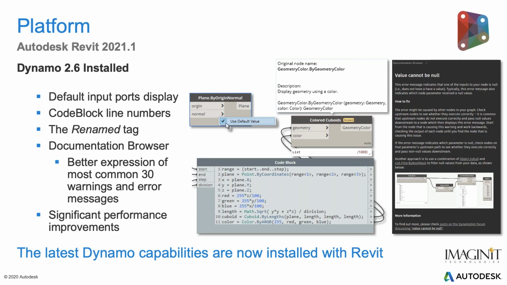And above all, there are a bunch of significant performance improvements. Dynamo is always evolving and trying to make it easier for you guys to use. And all of these capabilities are now installed with Revit 2021.1.